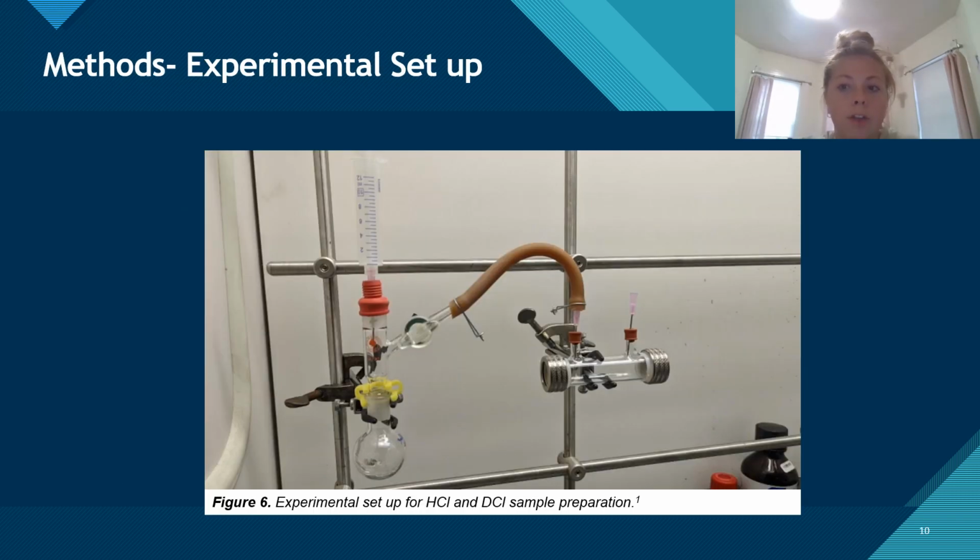While running a background scan on the IR spectrometer, we added 1.5 grams of NaCl to this 25 milliliter round bottom flask.